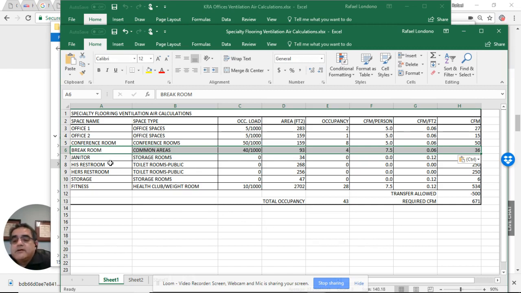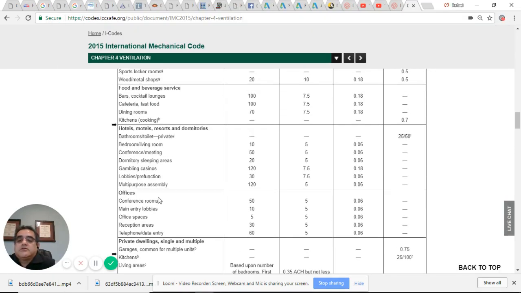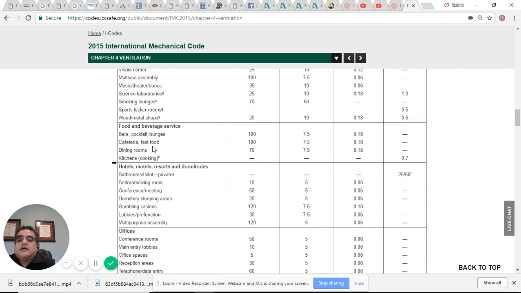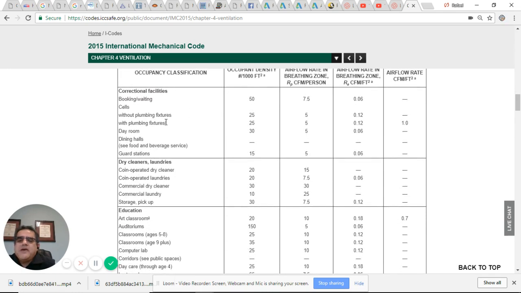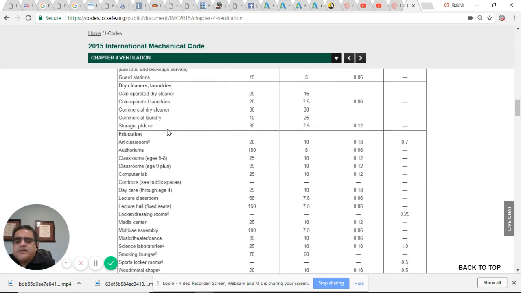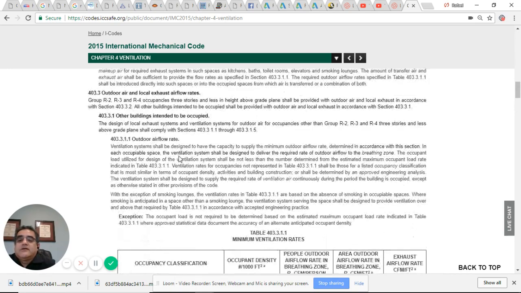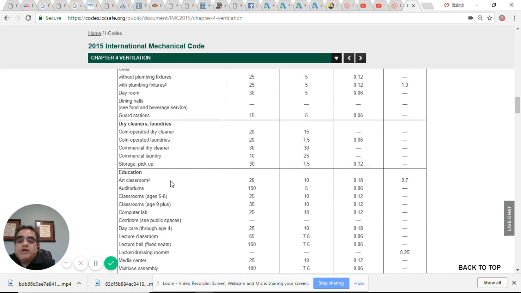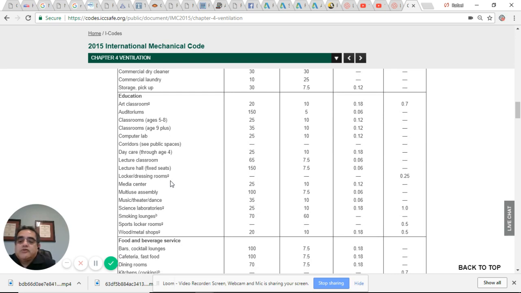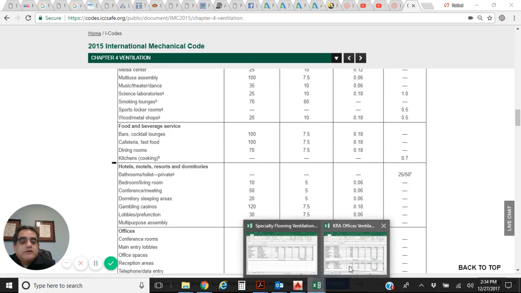So break room, we call it common areas. Somewhere in this list there's something called common areas. I played around with it until I found something that made sense. And what's funny is, even though we're talking about office spaces, you may have to find it in an education or a correctional facility or somewhere in here. Generally, if you pick a project that's close, you don't have to play with it too much. So back to the spreadsheet.